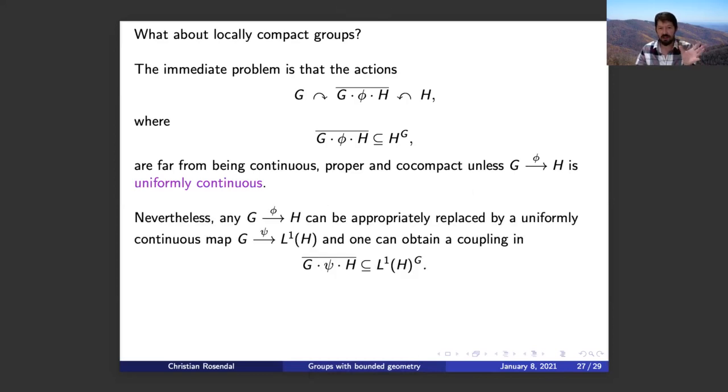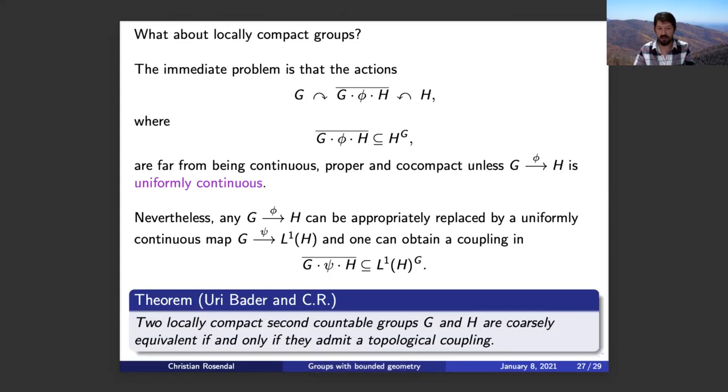Nevertheless, in work with Uribada, we showed that you can get around this problem by replacing this phi by a uniformly continuous map that maps no longer into the group H, but into the Banach space L1 of H. If it's a locally compact group, you can consider this function space, and then you can get a coupling inside of this now larger space.